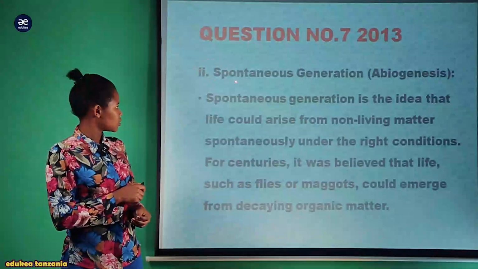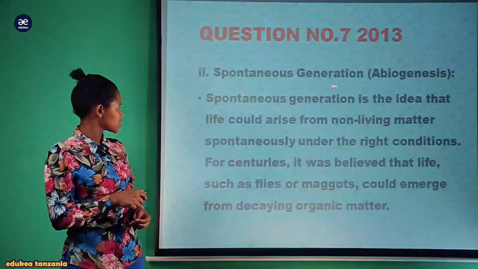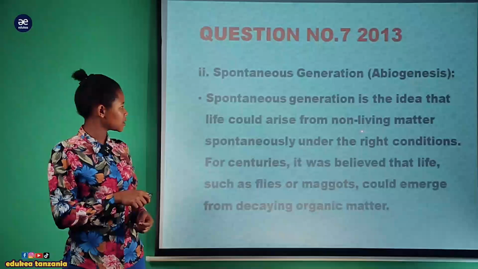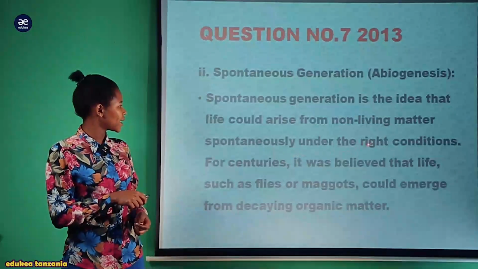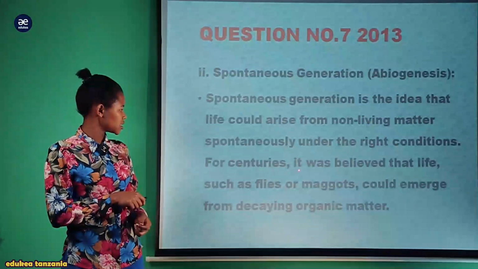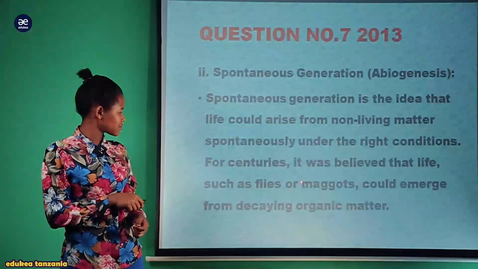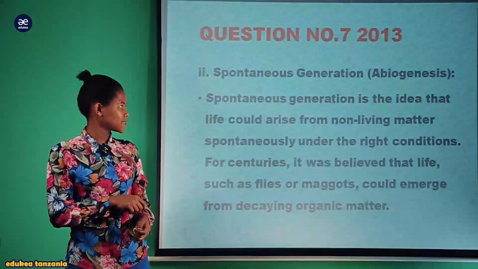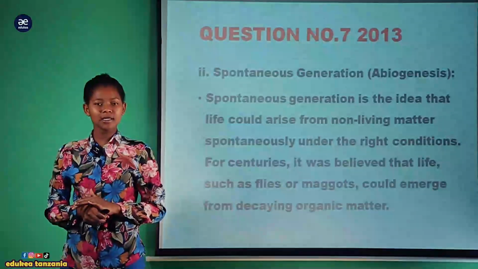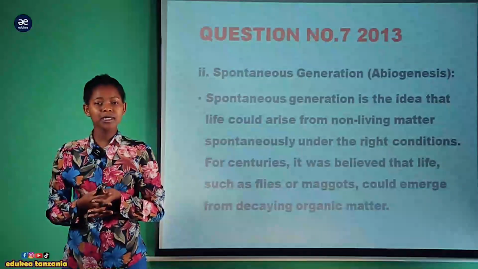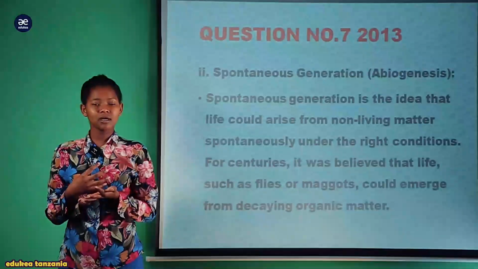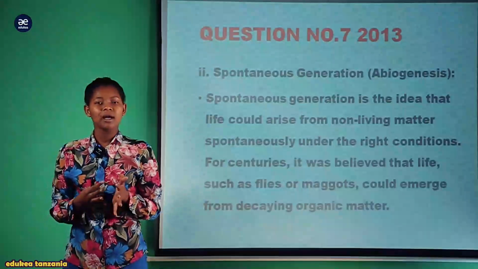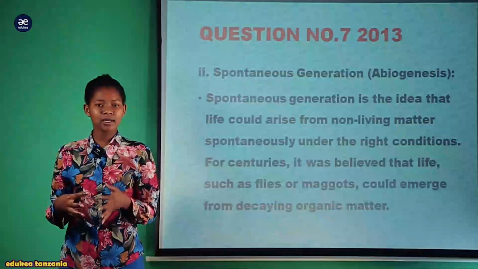Then, my dear students, let's take a look at spontaneous generation or abiogenesis. So you can see spontaneous generation is the idea that life could arise from non-living matter spontaneously under the right conditions. For centuries, it was believed that life such as flies or maggots could emerge from decaying organic matter. This is all about the spontaneous generation theory. The theory states that life originated from non-living organisms or matter. That means that life arises from non-life.